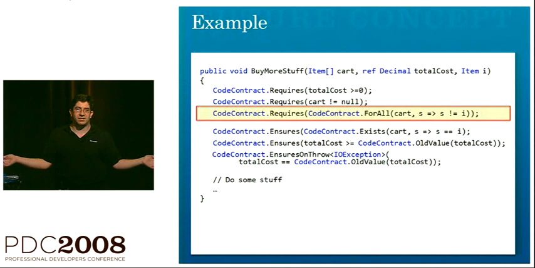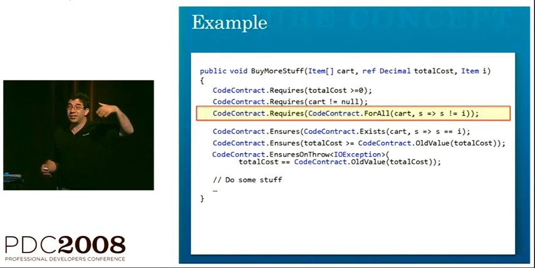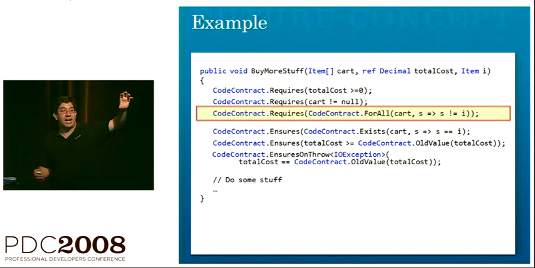And the other advantage is, again, those static analysis tools understand things like ForAll, and they can automatically look for errors like, hey, did someone think that the item should be added to the cart before you call BuyMoreStuff? So they can try to look for things like that and actually understand statements like this and in a static way find the bugs.